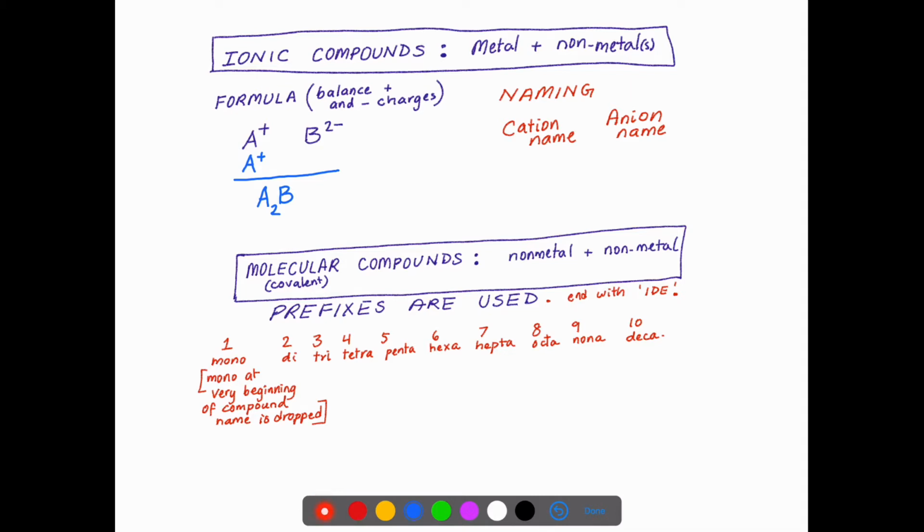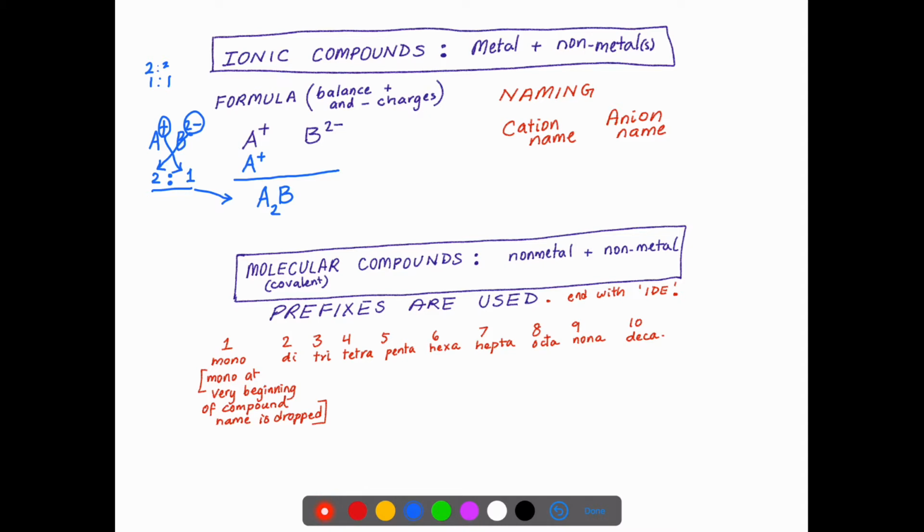You can also see this by a crisscross method. If you have A plus and B2 negative, if you crisscross, the charge 1 becomes the subscript for B. The charge 2, negative 2, becomes the subscript for A. If you choose to do this method, make sure you simplify it, because sometimes, let's say you got 2 to 2, that should be simplified to 1 to 1. Here we have 2 to 1, which is already simplified. So we can see how the formula is A2B. So you can also use this crisscross method.